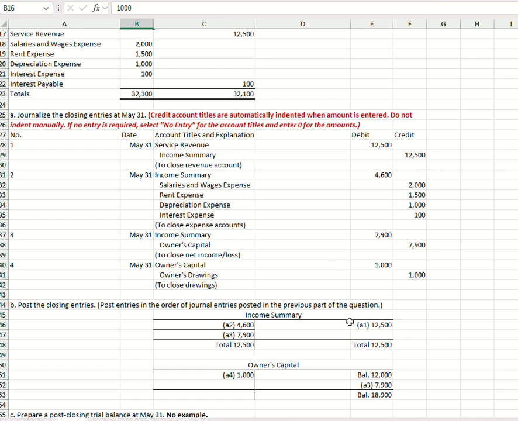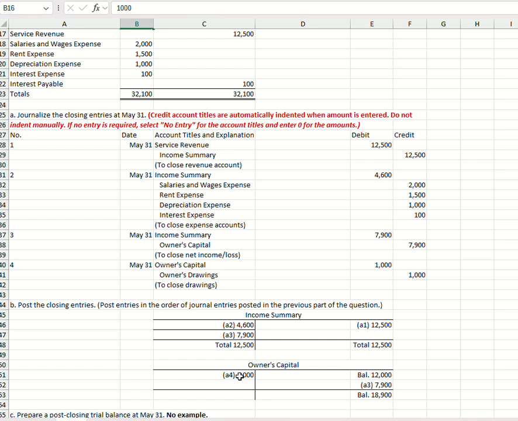And then we took that balance of 12,500 less 4,600, which is 7,900. We had to take that and remove that from income summary. And we took it from income summary to owner's capital. And don't forget, we took the $1,000 of owner's drawings to owner's capital as well.